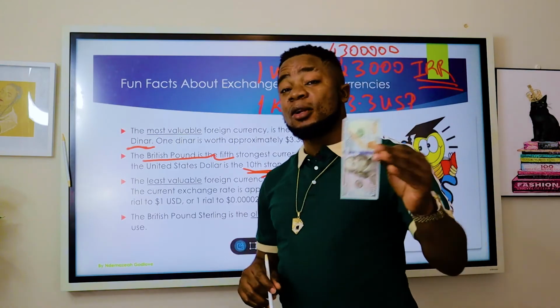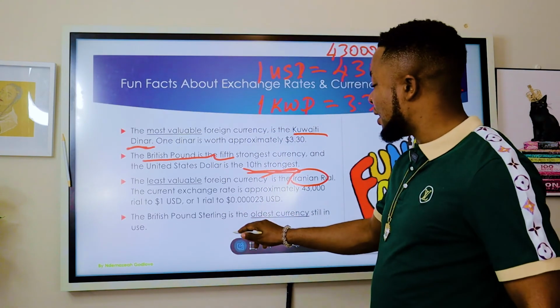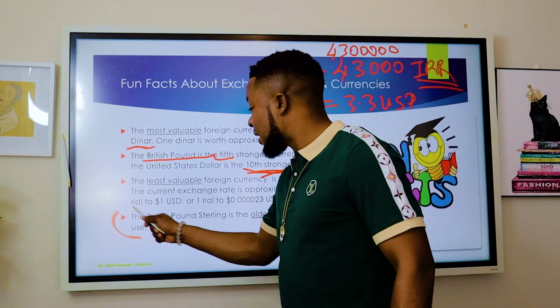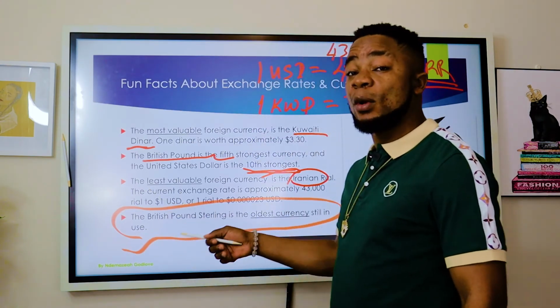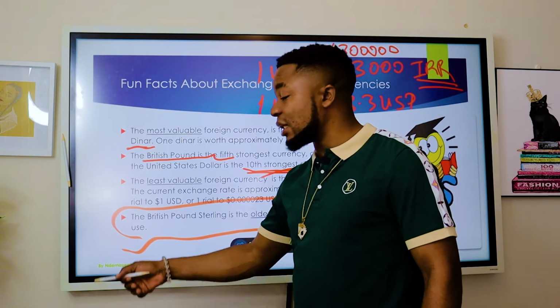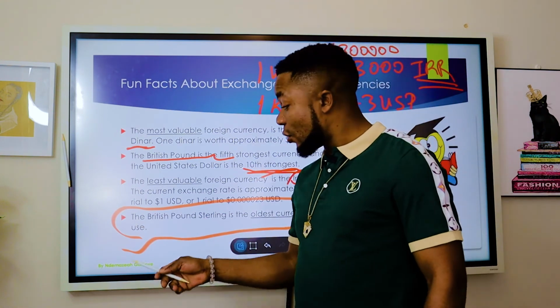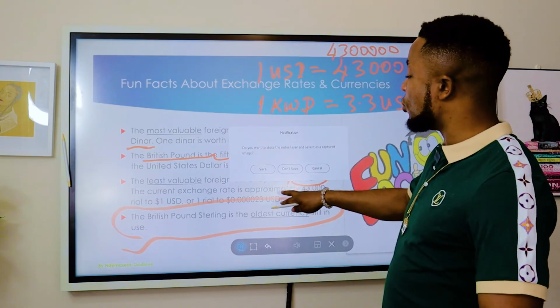And then the last fun fact about exchange rates: they say the British pound sterling is the oldest currency still in use. They started using the British pound before even the 12th century. They already had coins and things they were using. So it's the oldest currency in existence, or the oldest currency they are still using up to today.